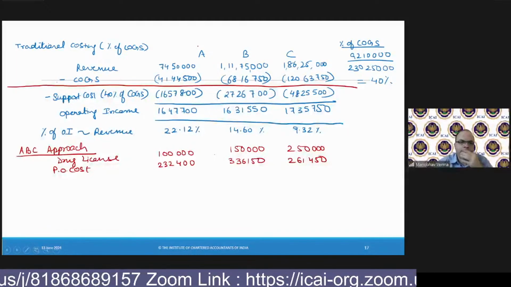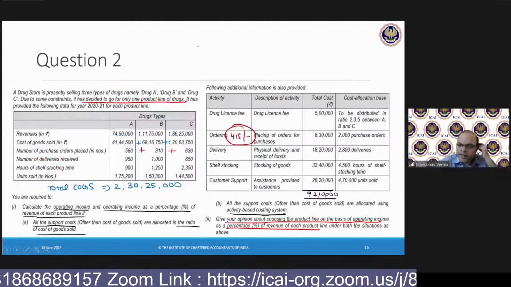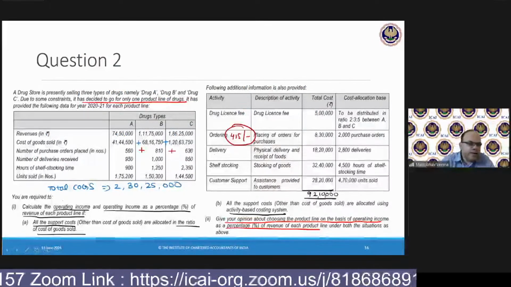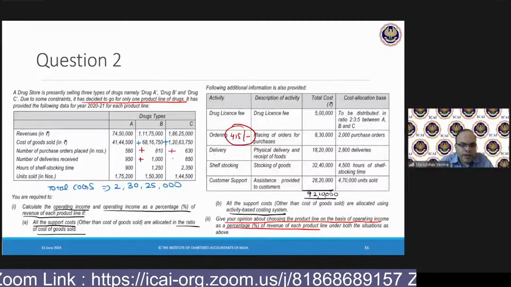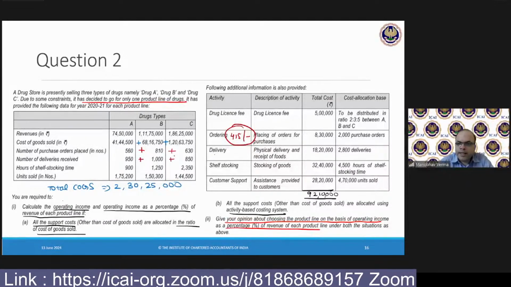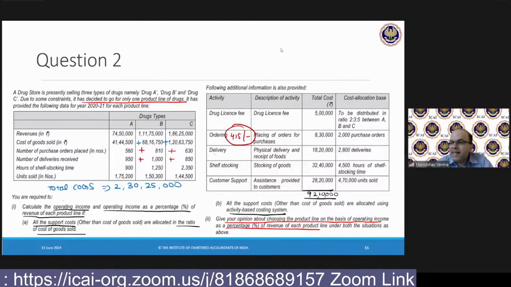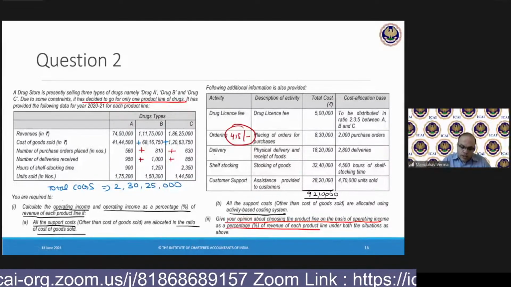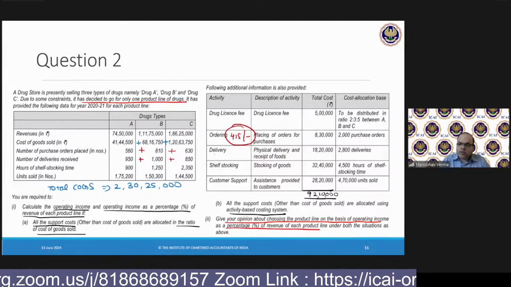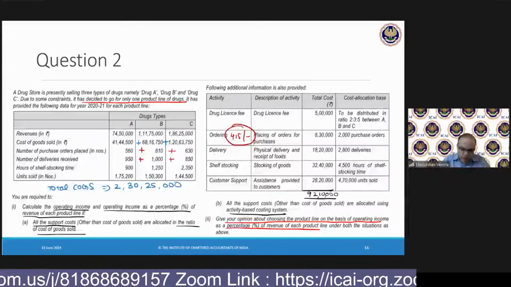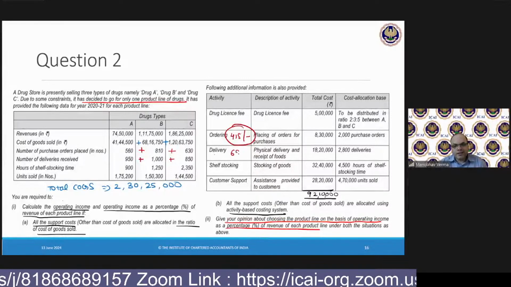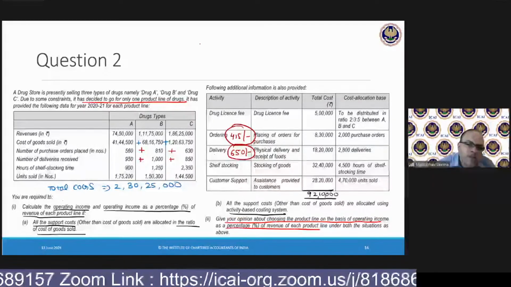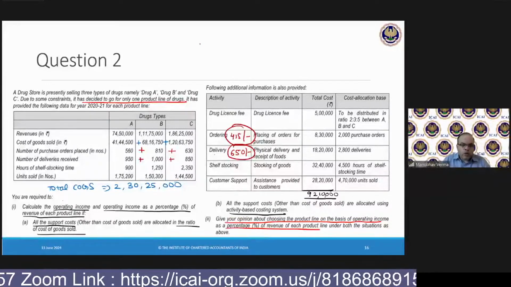So let's move on quickly to the next one. Delivery. Delivery is based on 2,800 deliveries. We can double check: 950 plus 1,000 plus 850. Absolutely correct. So we are looking at 2,800 deliveries, guys. So what will be my allocation rate based on the ABC? So 18 lakh 20,000 divided by 2,800. So per delivery, I'm getting 650 here. Guys, can you please confirm this for me? 650 is okay with everyone?